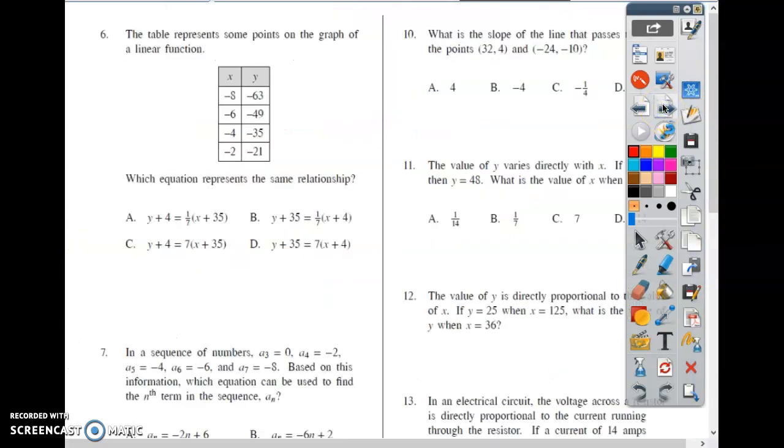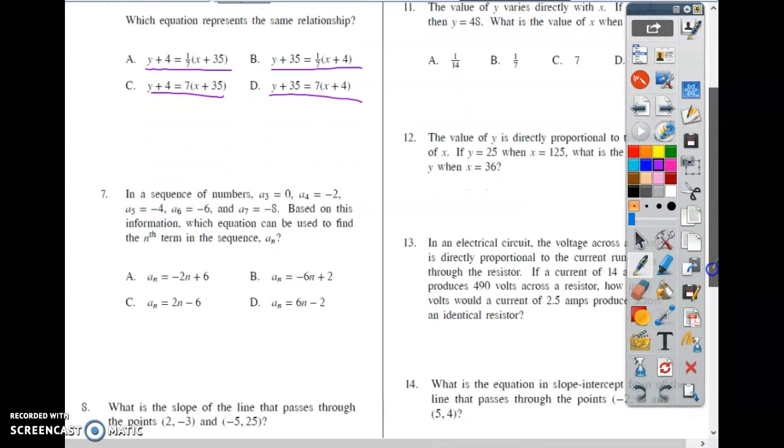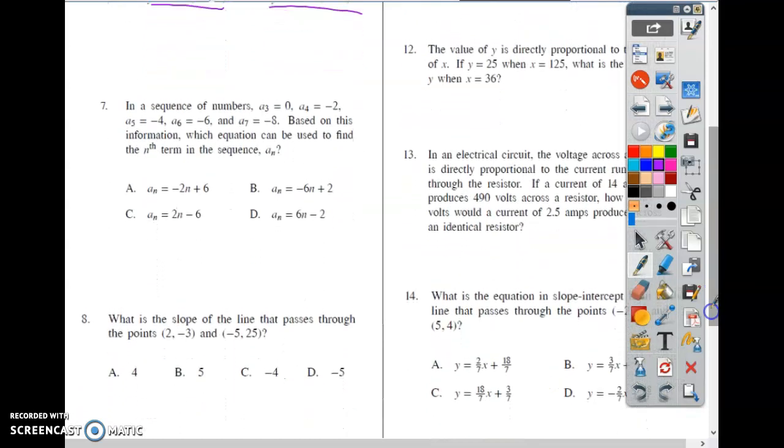The next page. The easy ones are problem number 6, because you're going to add a table in Desmos. Type all of the answers and see which one goes through all of those points. Okay? Number 7 is easy as well, except they're not giving it to you as a table. So you guys need to turn it into a table.